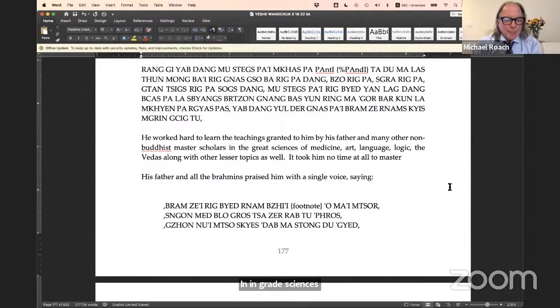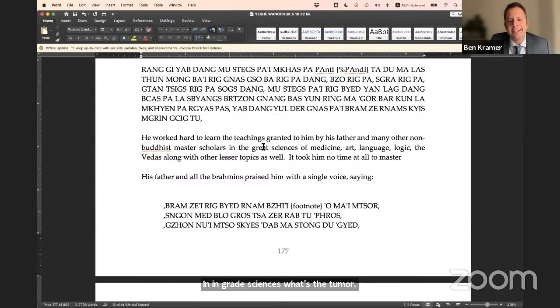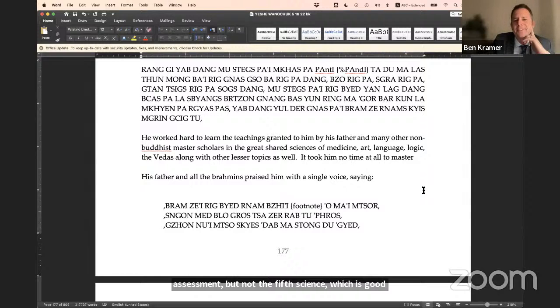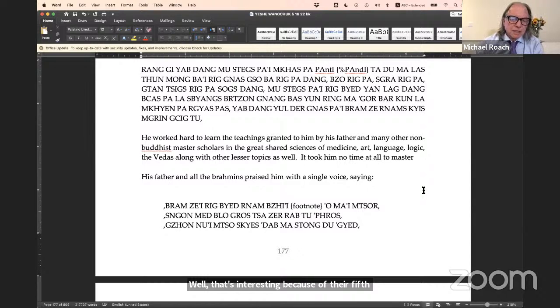What's a tumoa? Shared science. Shared by Buddhists and non-Buddhists, like logic, architecture, fine arts, medicine, Sanskrit, but not the fifth science, which is Buddhism. Here it is. He studied Soarikpa. It's important to distinguish between your S's and your Z's. Soarikpa, which is medicine, the science of fixing people. The science of Soa, which means the fine arts, like art, music, poetry, sculpture. Dharikpa, the study of Sanskrit, you can call it linguistics.